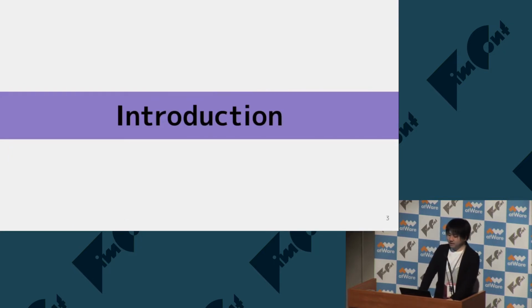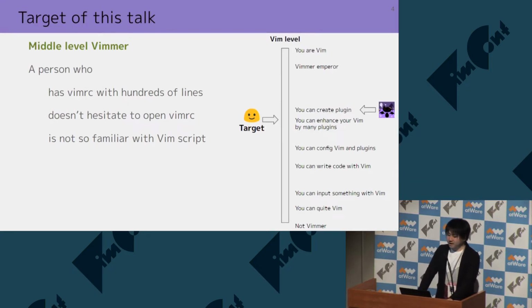Okay, let's begin to talk. The first part is the introduction. The target of my talk is the middle-level Vimmer. I assume that a middle-level Vimmer is a person who has a vimrc with hundreds of lines, is not so familiar with Vim script, and does not hesitate to open the vimrc frequently. I believe my level is here because I have customized Vim for 7 years, I have used many plugins, and I sometimes send patches to plugins.